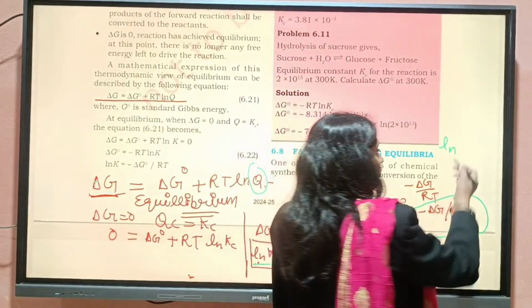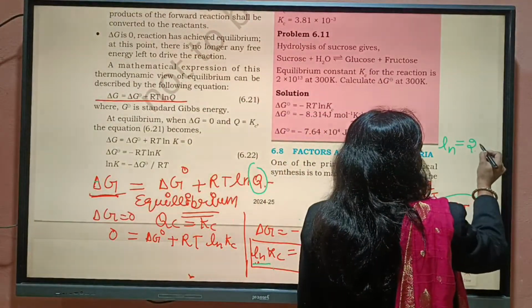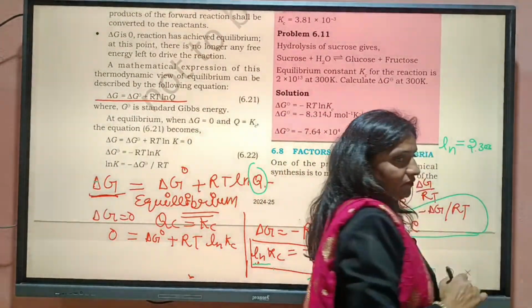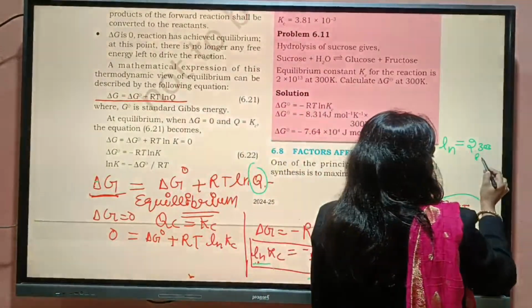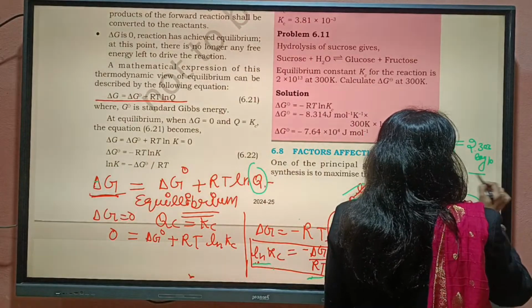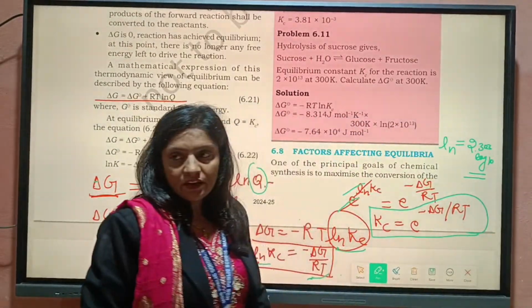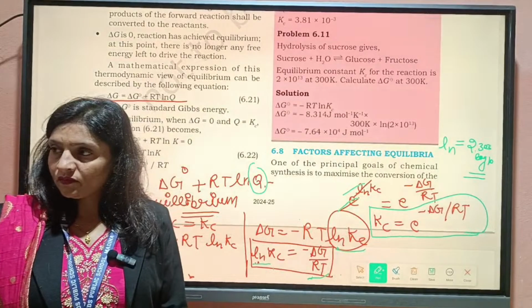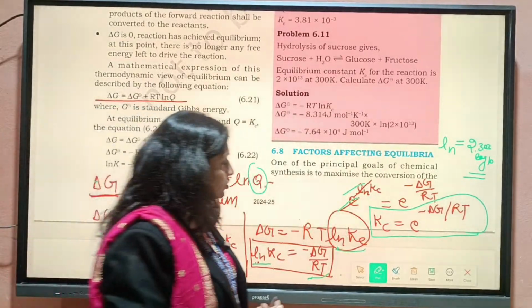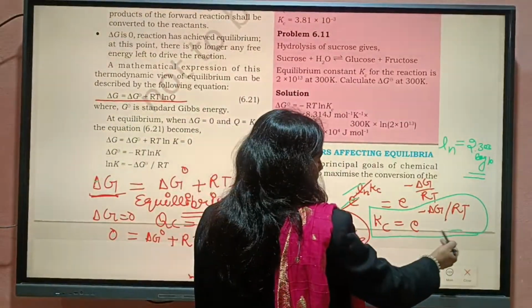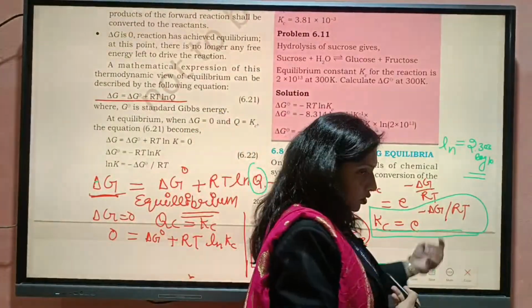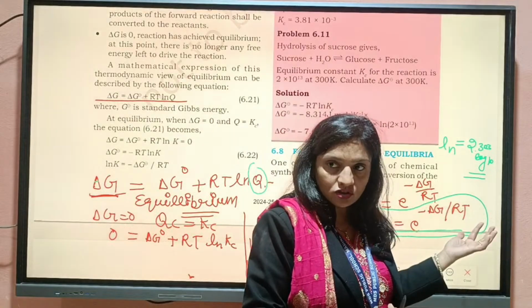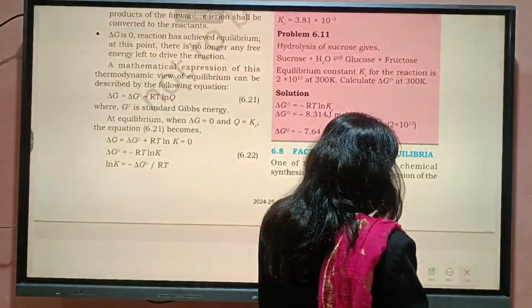And students, we can also convert this into log base 10. ln is equal to 2.303 log base 10. The log value you can get from log tables. Clear or not? Then students, now we have this relationship. From this relationship, how can we tell whether the process will be spontaneous or non-spontaneous? Let's see.